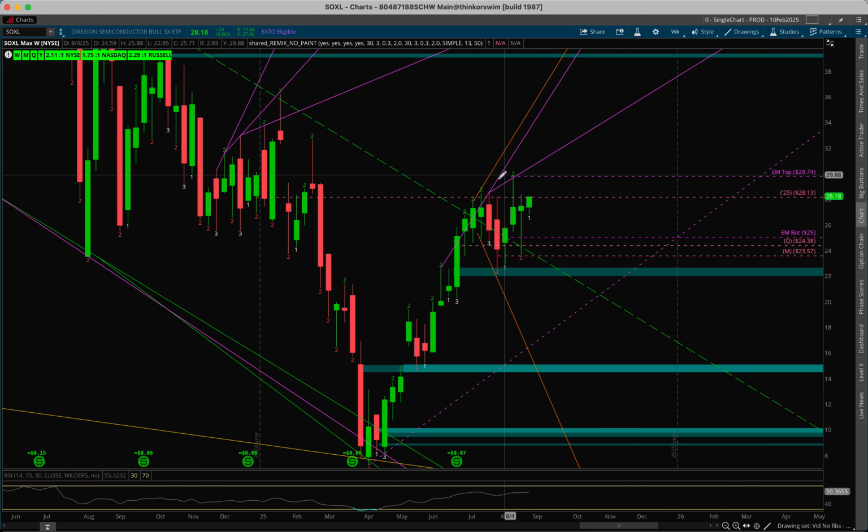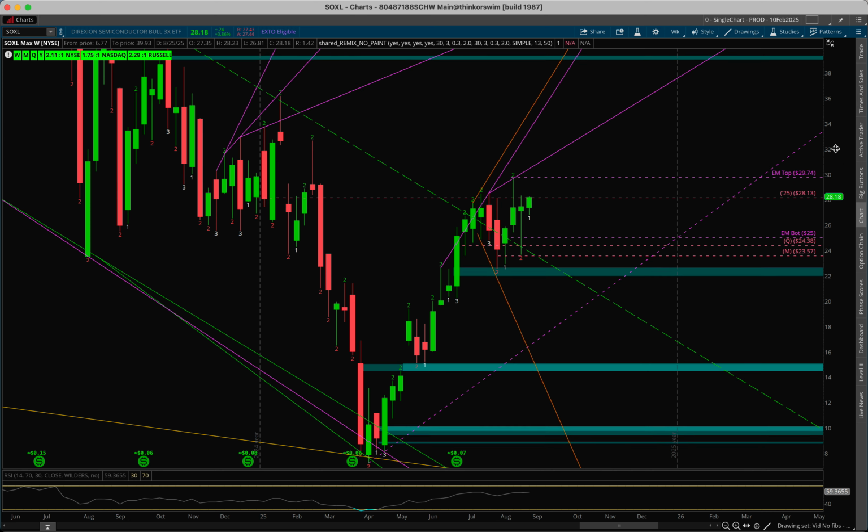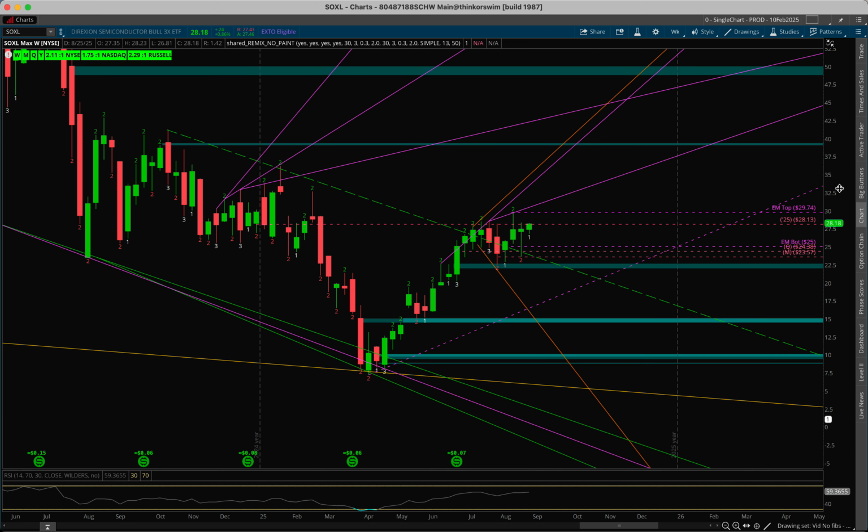If we do get the push through, we do still have to contend with this weekly broadening formation. So we've got to keep tempered expectations at this point. We've still got gaps to the downside. On the year, we didn't fulfill the strat totally.